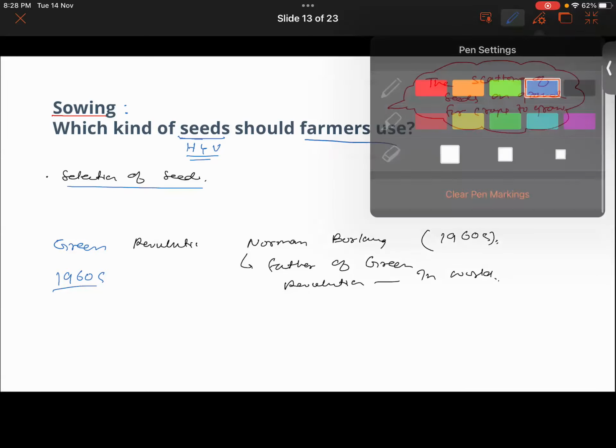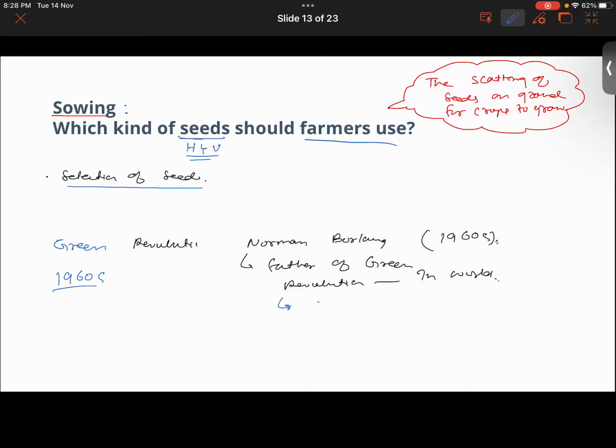And he also got the Nobel Peace Prize for this. For what work did he get the Nobel Peace Prize? Anyone who knows? Yes, sir, in developing high yield varieties of wheat. He got the Nobel Peace Prize for developing high yielding variety seeds of wheat. In India, we call our own father of the green revolution, as you told me, MS Swaminathan. Do remember the name.